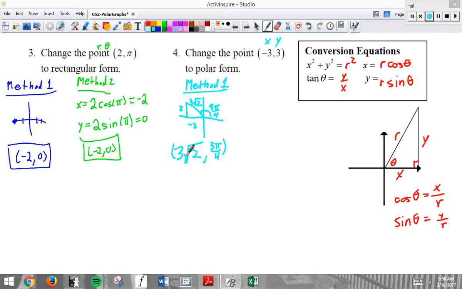Like I said, I don't necessarily recommend method 1, but it's way faster than method 2. And does not require memorization. So method 2 here. Okay. R squared equals x squared plus y squared.